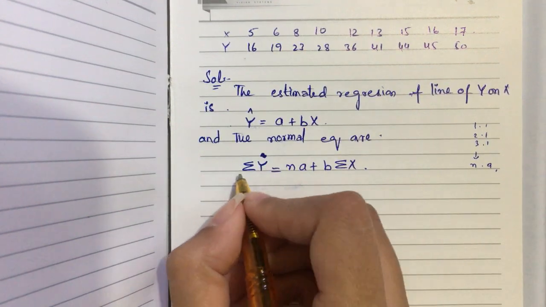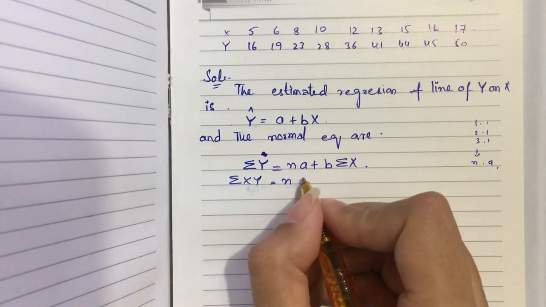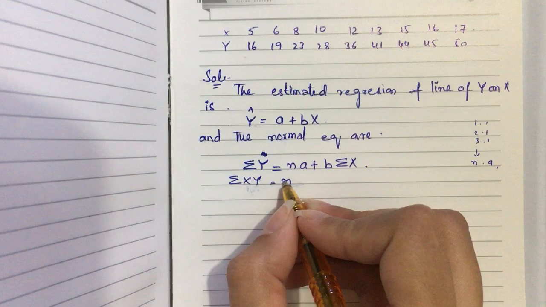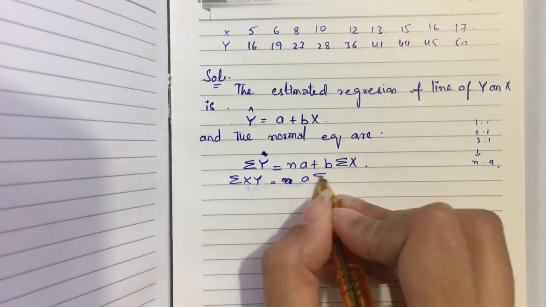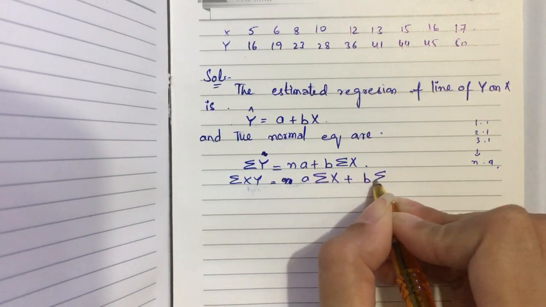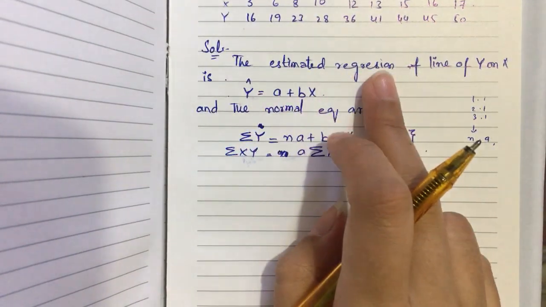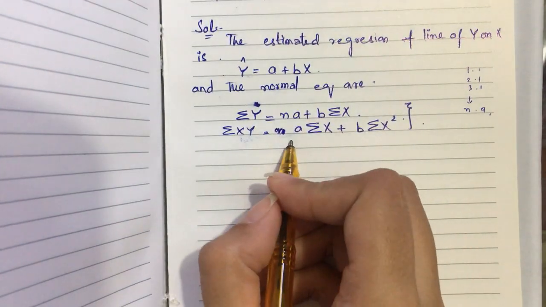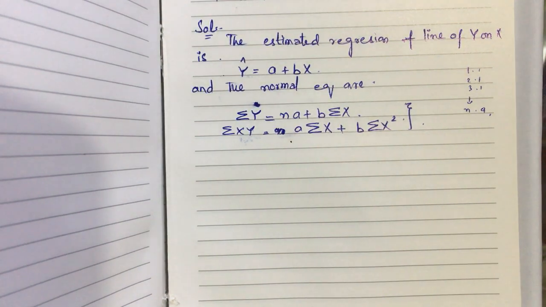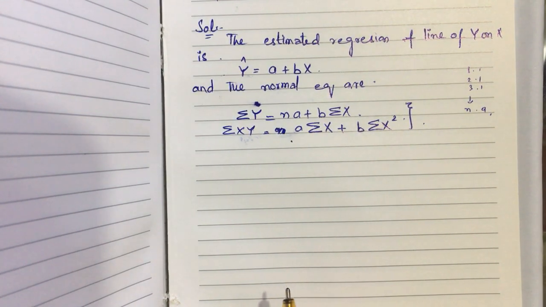Now further, if I multiply x on both sides, I get summation xy equals a into summation x plus b summation x square. So these are the two normal equations for the regression line y on x. Now what we have to do is find the values of a and b and the values of x bar and y bar. X bar and y bar are the mean values.